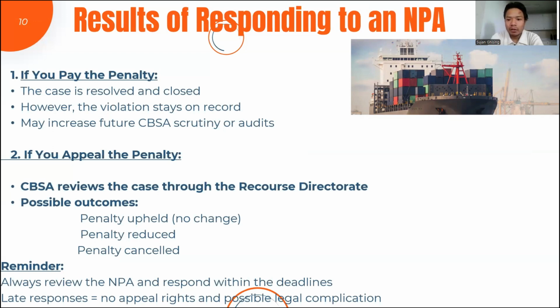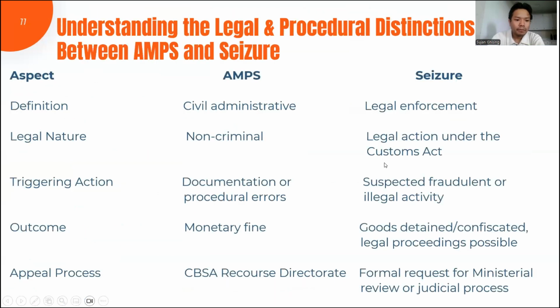As a reminder, always carefully review your NPA and respond within the deadlines. Late responses mean losing your appeal rights and potentially facing legal complications. Now Bhupesh will be continuing further. Thank you so much, Sujan.